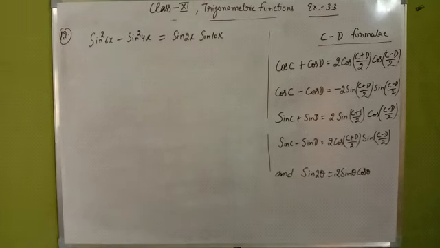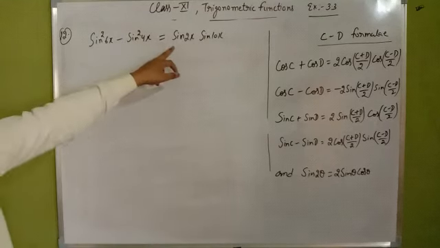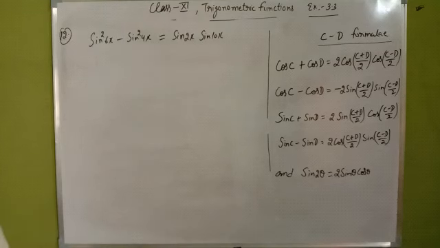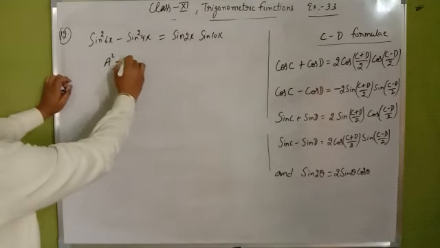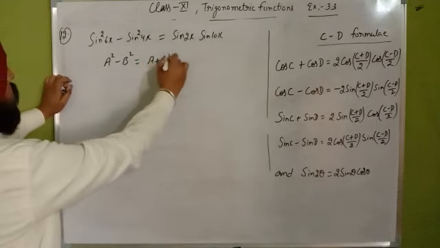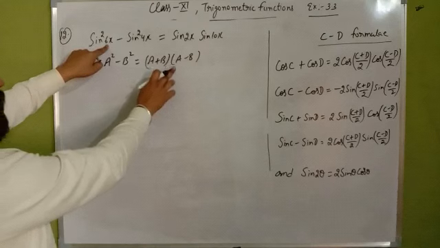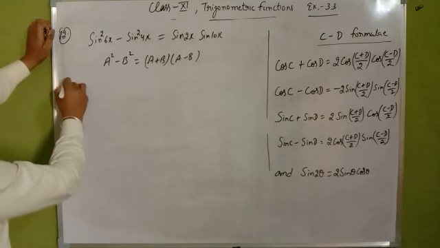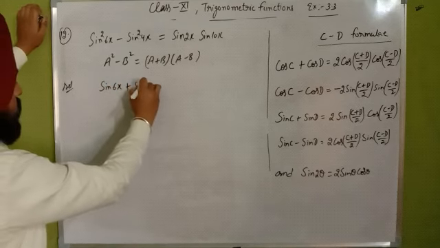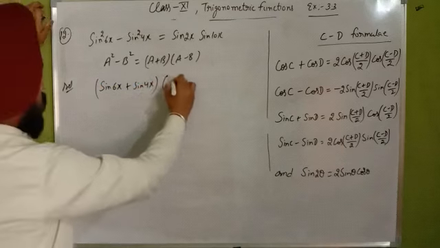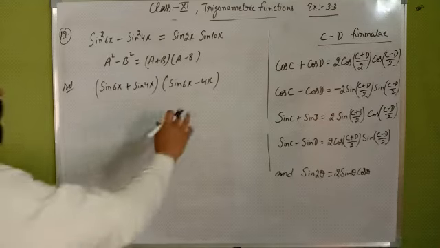Next, question number 12. They have given the left hand side sine square 6x minus sine square 4x. We have to show it equals sine 2x into sine 10x. First of all, check the identity applicable there, that is a square minus b square equals a plus b into a minus b. The value of a is sine 6x, the value of b is sine 4x. So applying it, the left hand side is sine 6x plus sine 4x into sine 6x minus sine 4x.